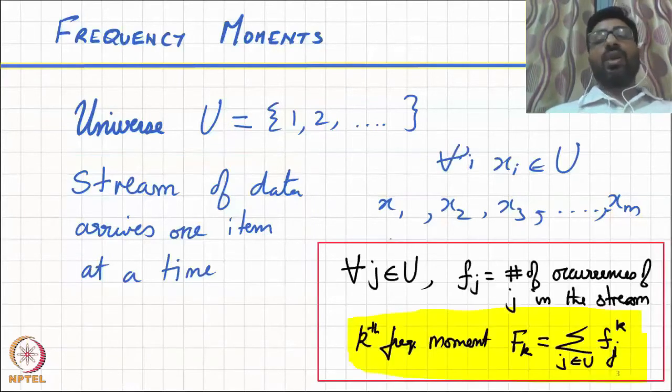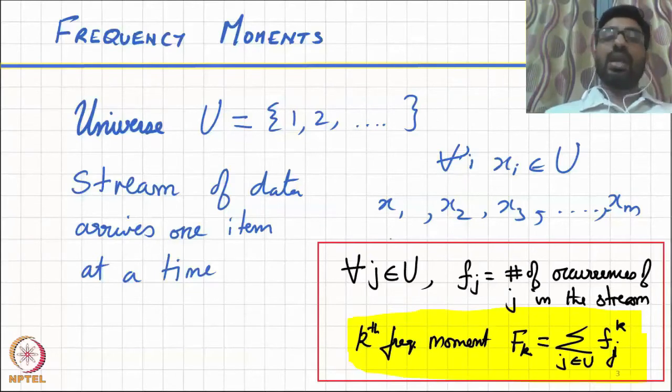In particular, we are interested in understanding what is broadly called the kth frequency moments. So let's pick an item j in the universe. Fj denotes the number of occurrences of the item j in the stream, all the way from x1 through xm. Anytime j occurs, fj is incremented. Let's think of it that way.